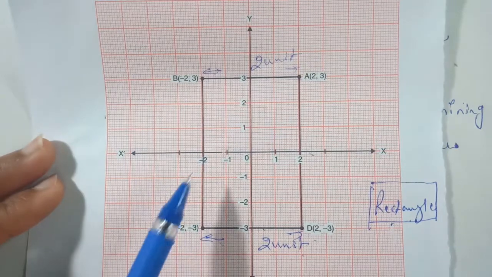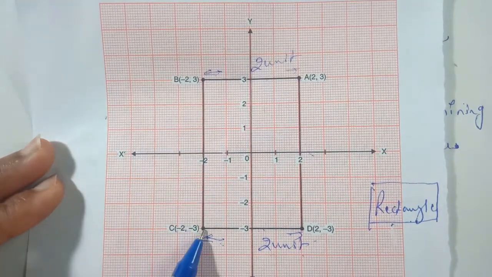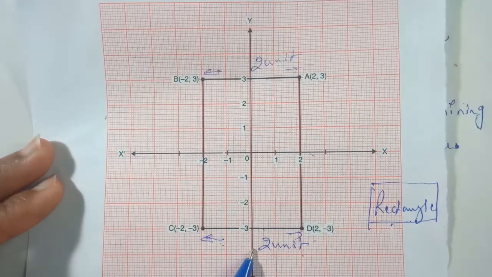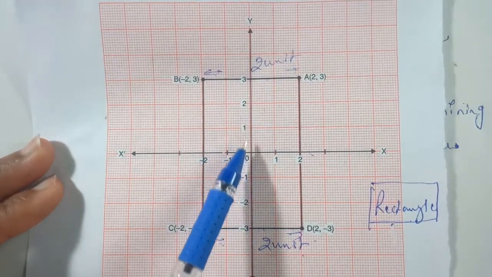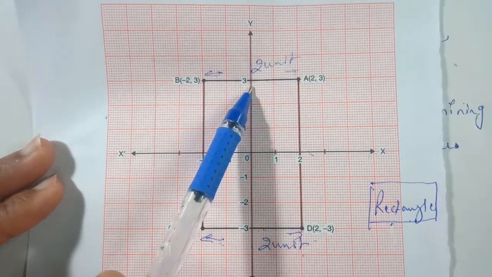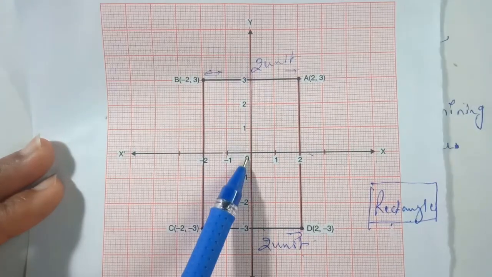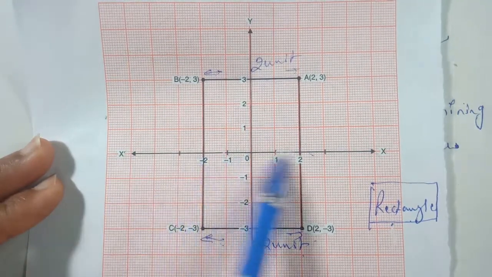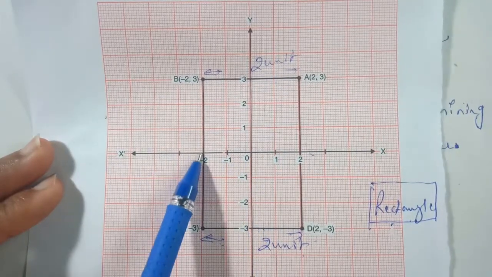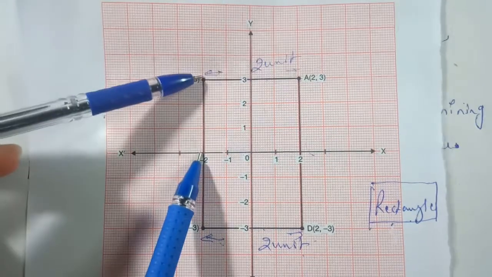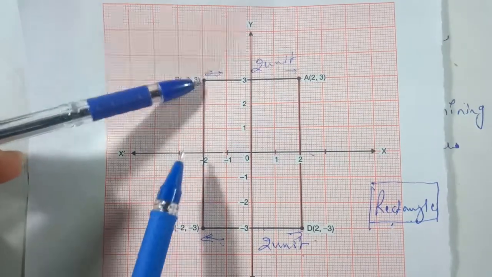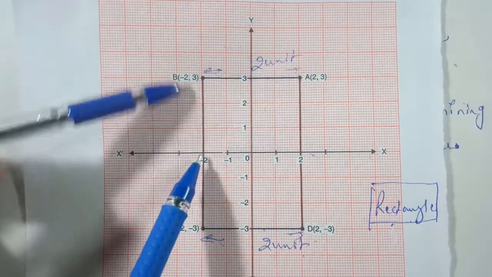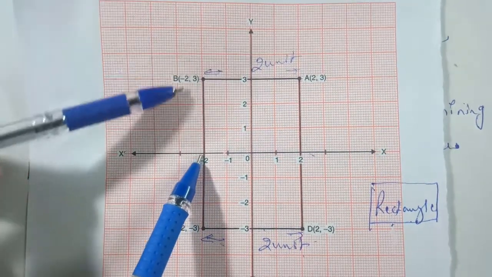BC. Now the BC line is vertical, and which axis is vertical? The y-axis is vertical. So we have to find the unit length by observing the y-axis. And which axis is dividing BC into two parts? The x-axis. Due to the x-axis, this line is divided into two half parts. Half part is above the x-axis and half part is below the x-axis. So let us check the unit of half part.